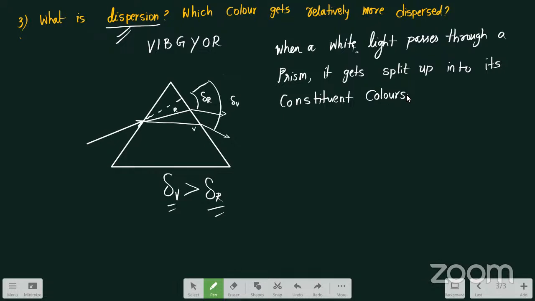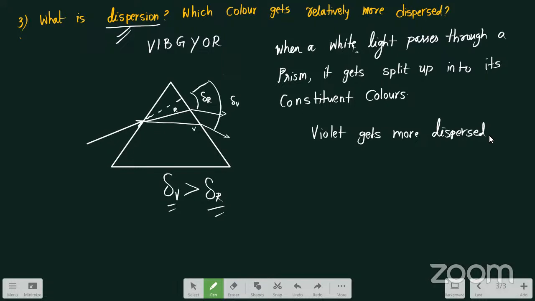So this phenomenon is called what? Dispersion. And which color will get more dispersed? Violet. Violet color gets more dispersed. So this was the next important question from this chapter. What is dispersion and which color gets relatively more dispersed?